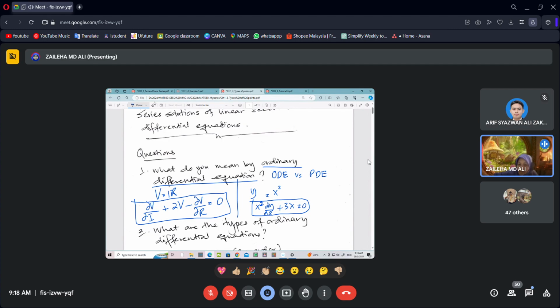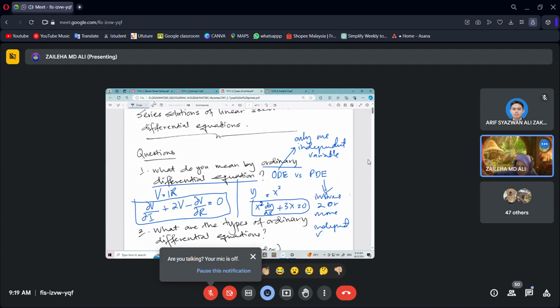ODE melibatkan only one independent variable, whereas PDE involves two or more independent variables. Faham tak maksud independent and dependent?